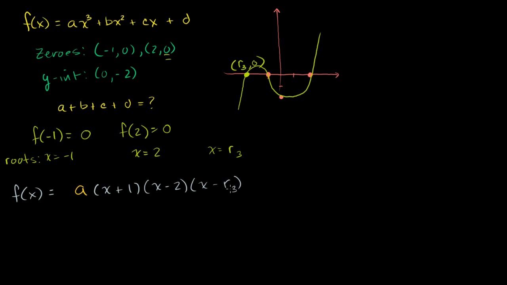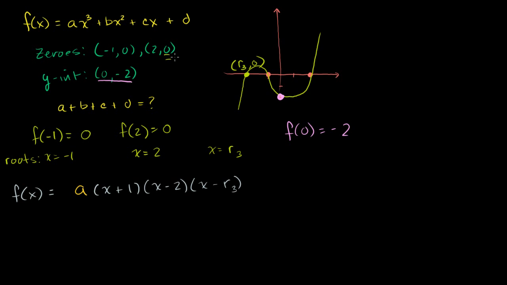And so if we can solve for R3, we can just multiply this thing out and do a little bit of pattern matching to figure out what these coefficients are going to be. Now, the other big clue they gave us is the y-intercept. That point right there, the point (0, -2).